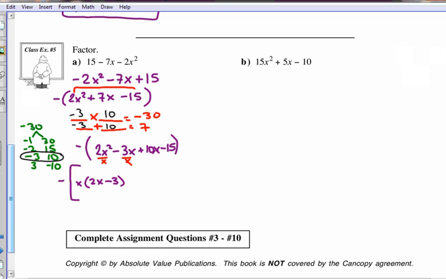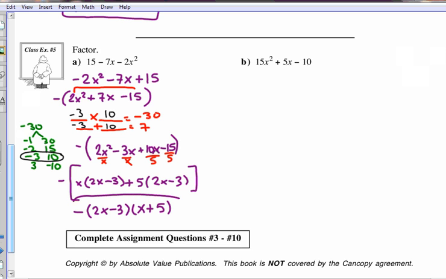What can we divide both by? 5. So would you just write 5 here? You have to write plus 5. And now our set of brackets, 2x minus 3. Did we make a mistake? These are the same. So last step, we don't need the square brackets anymore. We still have a negative, but what can we factor out here? 2x minus 3, and we're left with x plus 5. We just leave the negative in front.